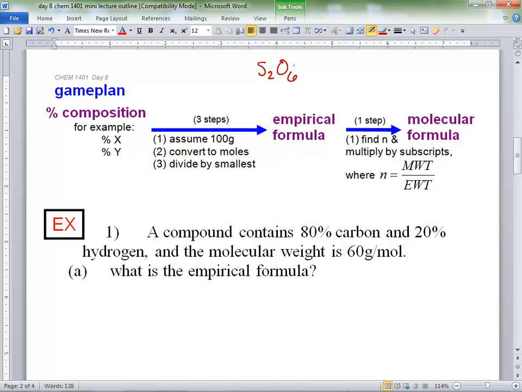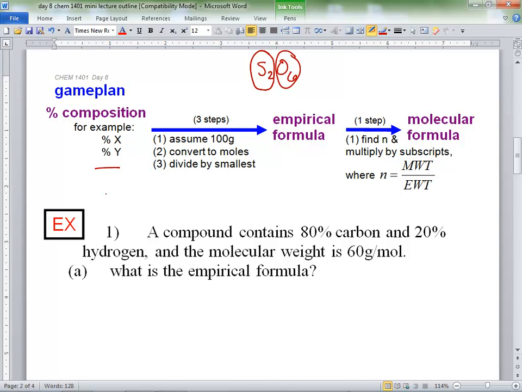The 2 and the 6, are those gram ratios or mole ratios? They're mole ratios. This 2 and this 6 mean that there are 2 moles of sulfur for every 6 moles of oxygen. So those are mole ratios. Now that's the backbone of this whole game plan. Let's just get mole ratios. That's all it is.